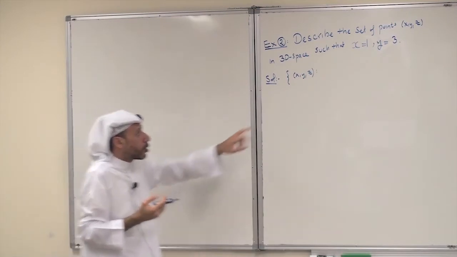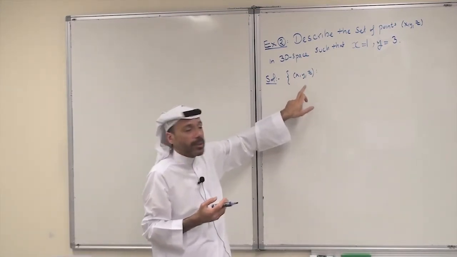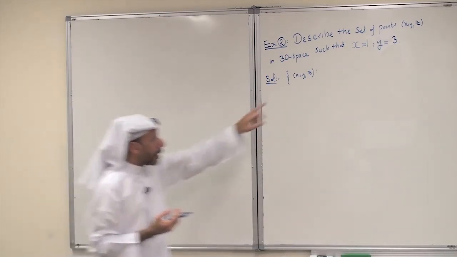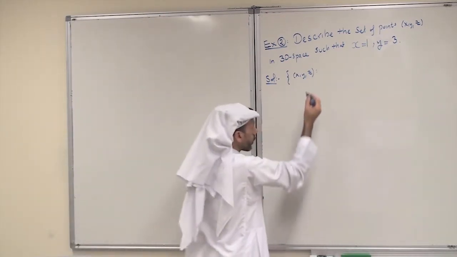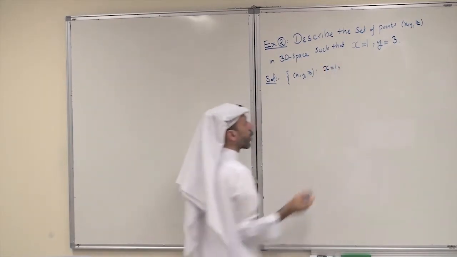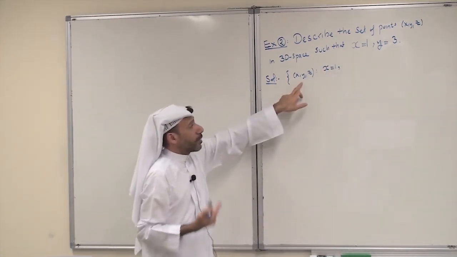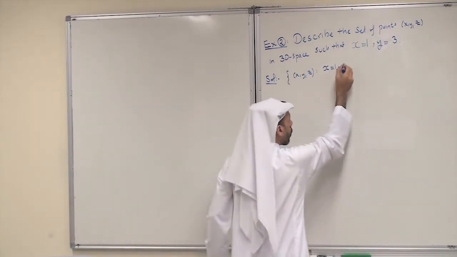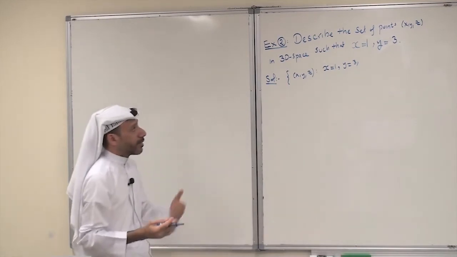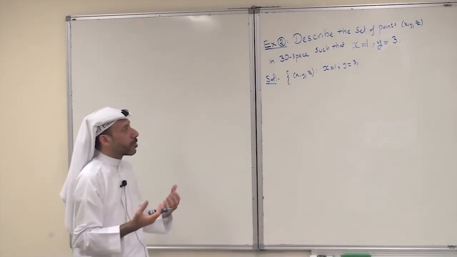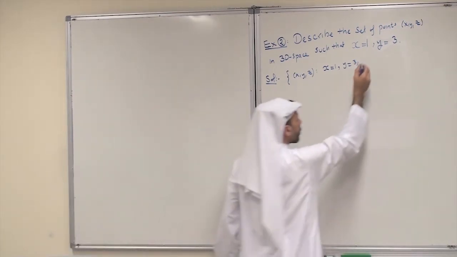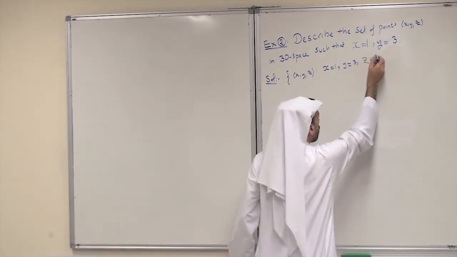Now, what are the conditions on the x coordinate, y coordinate, and z coordinate? According to the question, x is always 1. So these are the conditions. x equals 1, and y is always 3. And z, there is no condition or restriction, so it can take any real number.